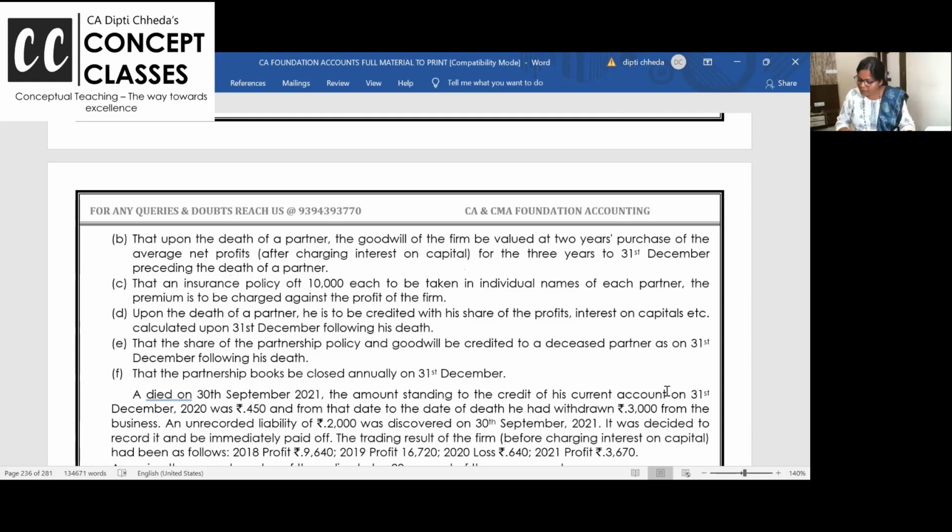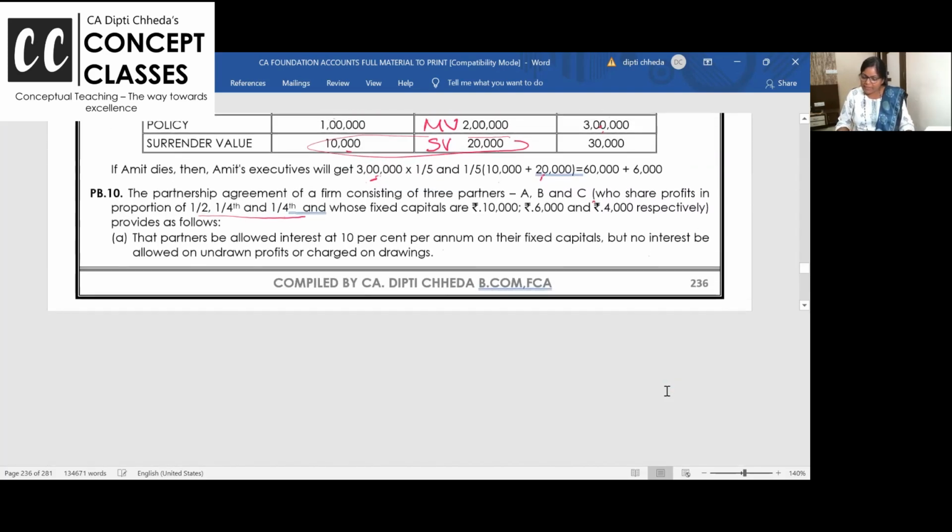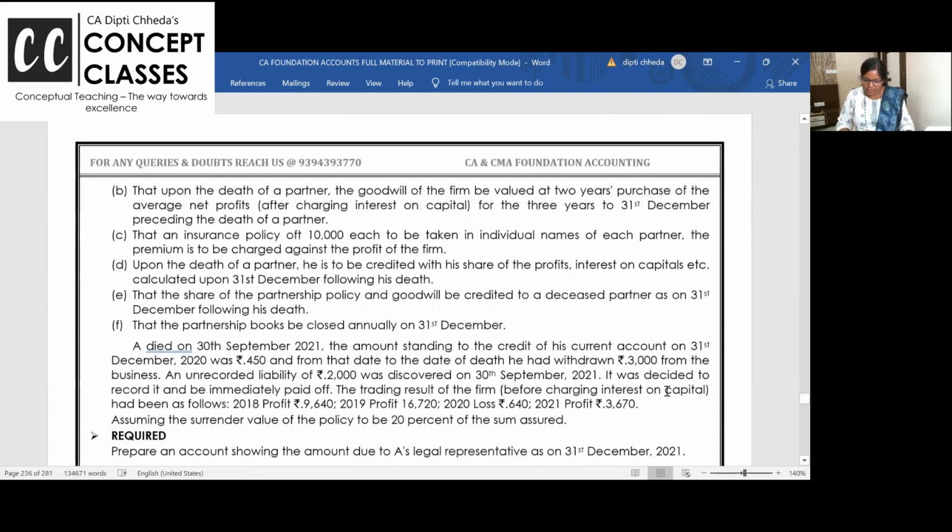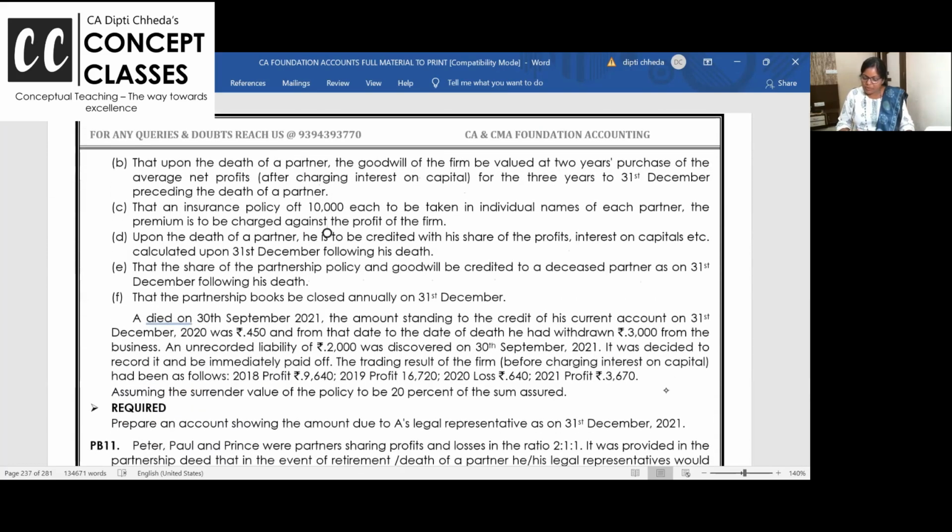Upon the death of a partner, he is credited with his share of profits, interest on capital calculated up to 31st December, and the share of partnership policy and goodwill will be credited to the deceased partner. So December तक देना है आपको. डेट कब दी है year ending का और कुछ ओके आगे आएगा. Partnership firm closes the books on December. Share of profit interest of December तक देना है.